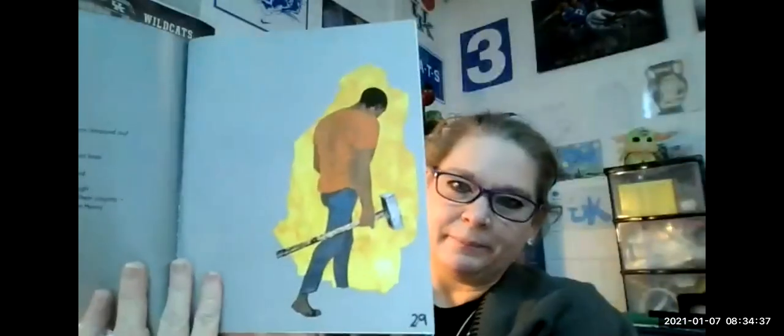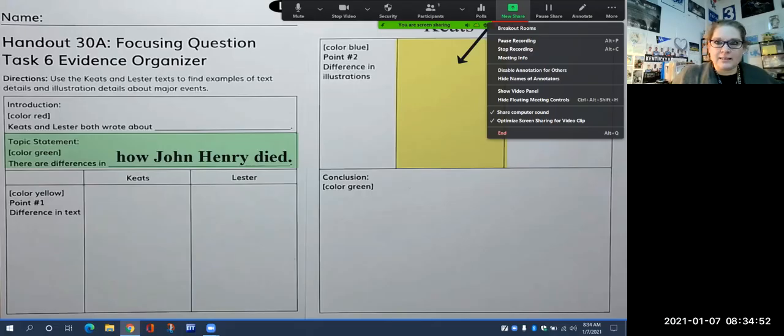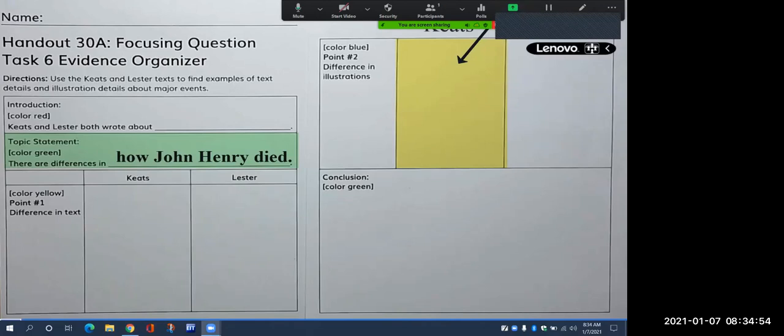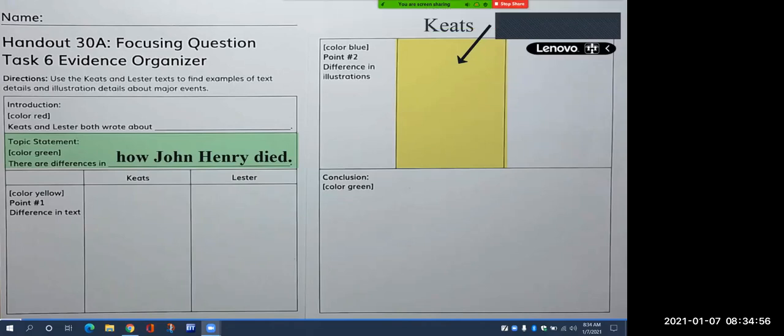What is he holding? Okay, what is something that we definitely need to put in our chart for that part of the story? Okay, he definitely had his hammer in his hand when he died in that part of the story also.